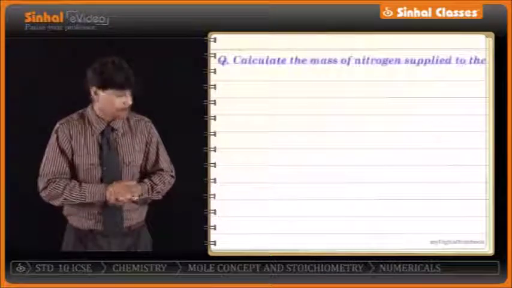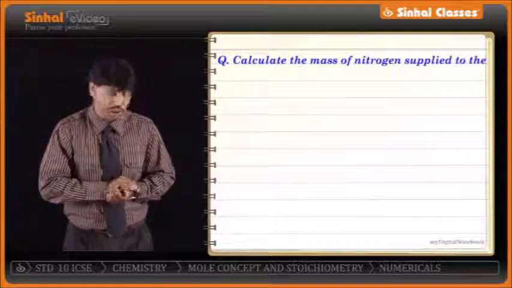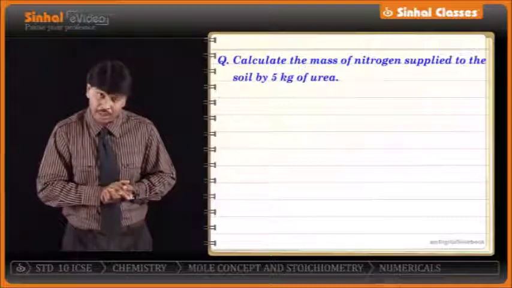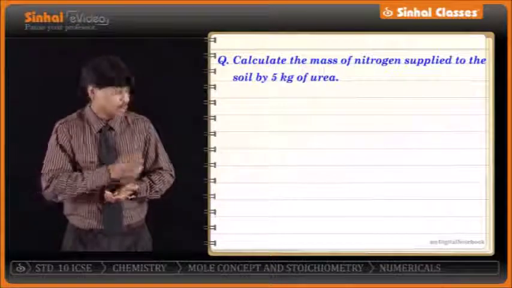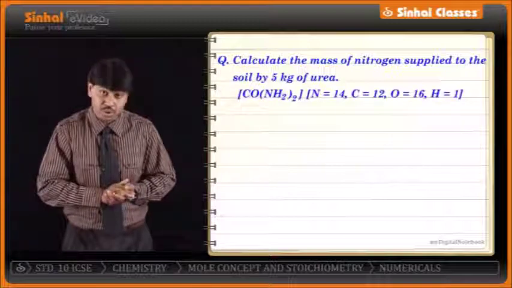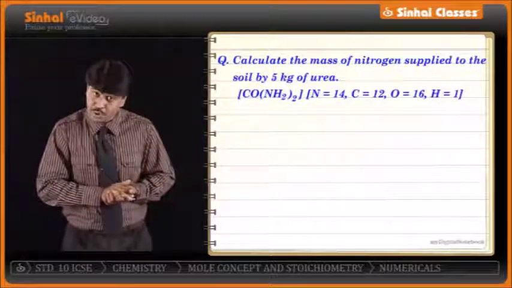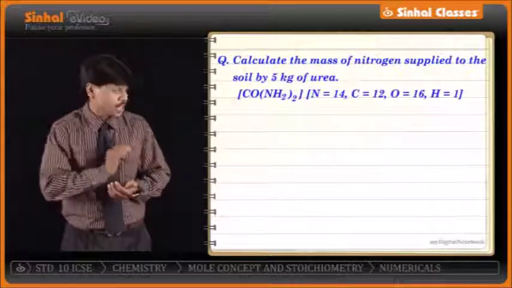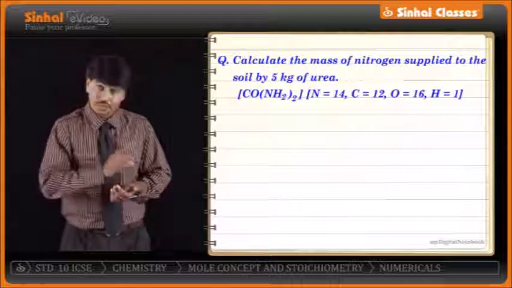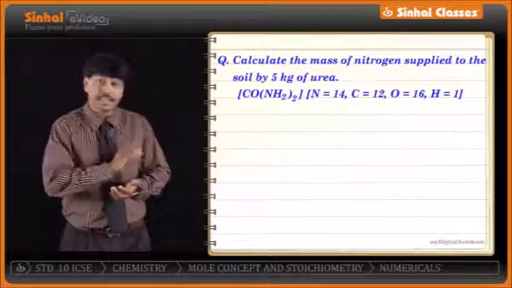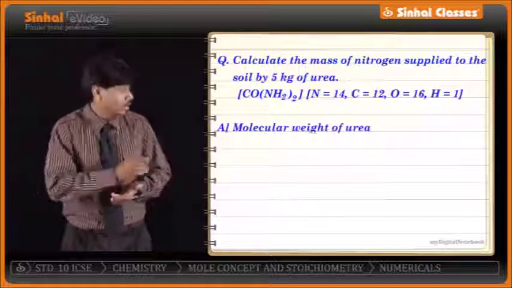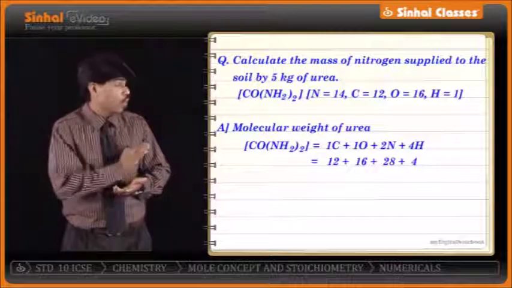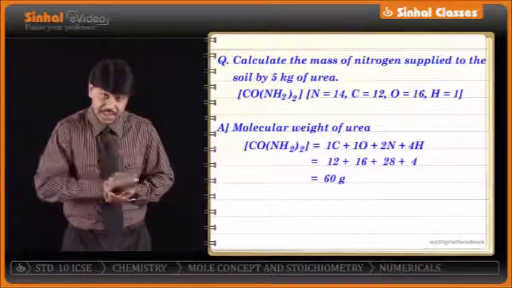Let's take one more question. Calculate the mass of nitrogen supplied to the soil by 5 kg of urea. The formula for urea is CO(NH2)2. The weights are given to us. Nitrogen weight is 14, carbon 12, oxygen 16, hydrogen 1. First and foremost, calculate the gram molecular weight of urea. That is 12 plus 16 plus 28 plus 4. The total comes out to be 60 grams.